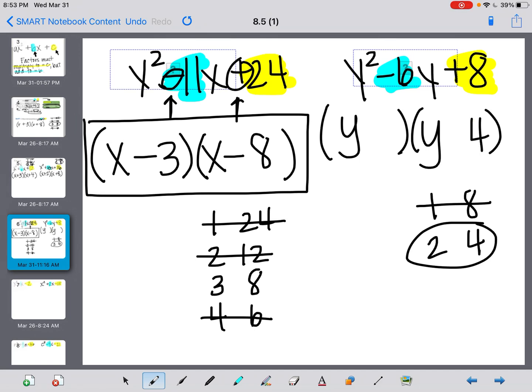2 and 4 will add to be 6. And the way to make them negative is by making them both negative in their binomials. -2 times -4 gives us +8. -2 plus -4 gives us -6.